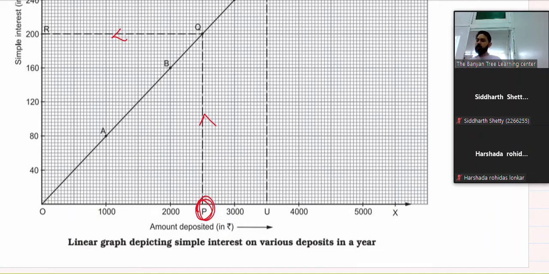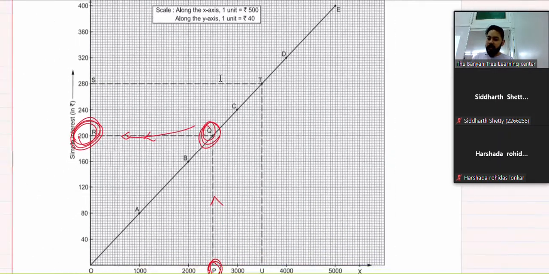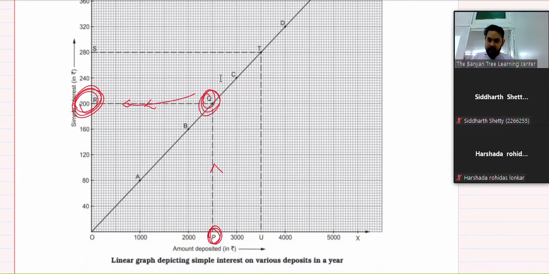So first you located what? The 2,500 deposit. Then you drew a vertical line from there. We did this yesterday in the question. Then where did we make that line meet? On the graph, at a point Q, and from there we drew a line to the left. Where does that line meet? It meets the Y-axis at 200. So what is the simple interest for rupees 2,500 for a year? 200 rupees. Simple. You have the 40, 40 strategy. What is the 40-40 strategy, sir? 1 centimeter is 40 on the scale.